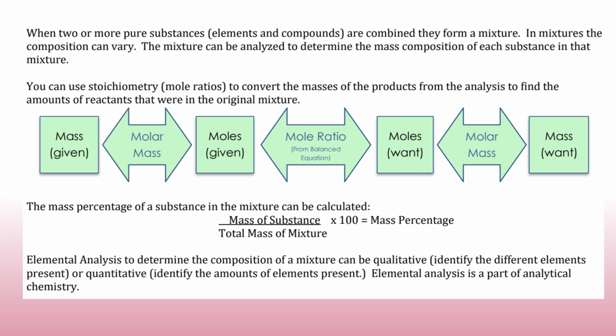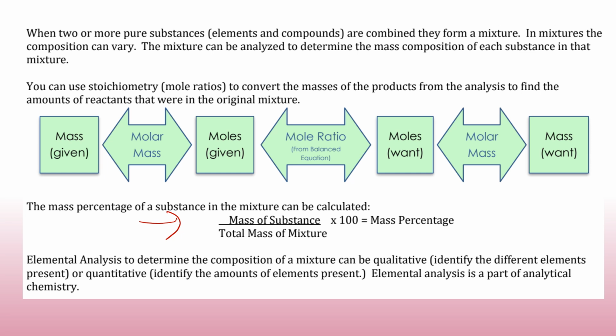So you should know how to do stoichiometry. If you don't, then you're going to struggle with this. This is a technique you should know how to do already coming into this class. The mass percentage of a substance in the mixture can be calculated with the following: mass of the substance divided by the total mass of the mixture times 100 will be the mass percentage of that substance.